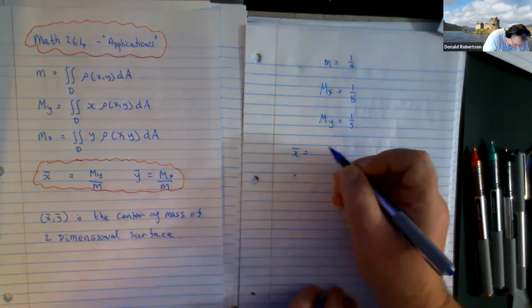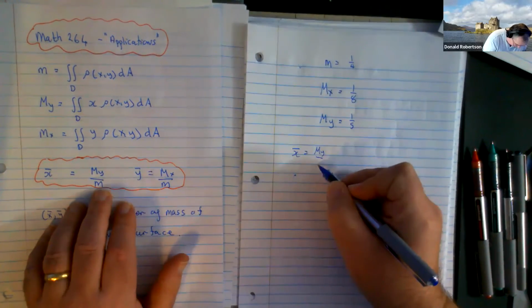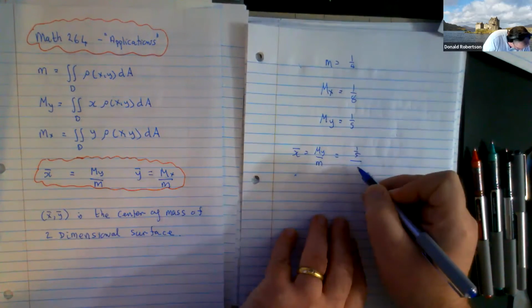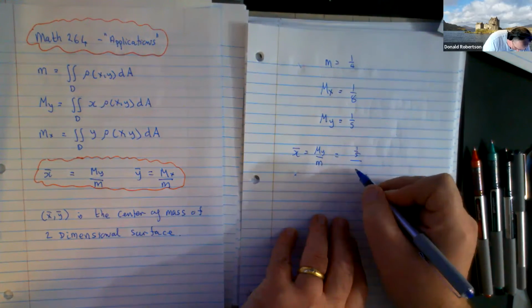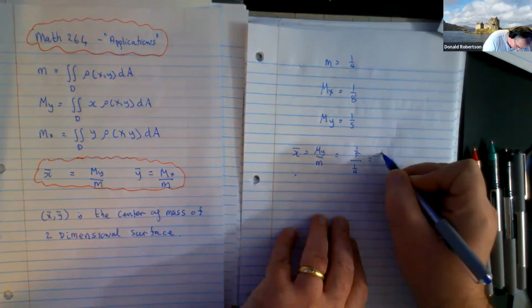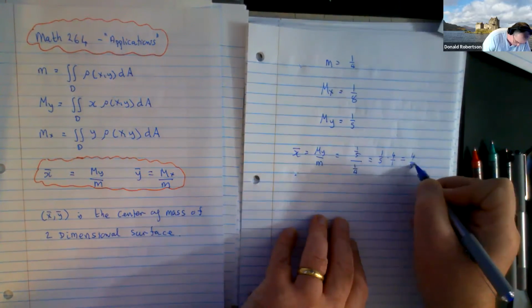X bar is going to be the moments around the y divided by the mass. It's going to be 1/5 divided by 1/4, which ends up being 1/5 times 4. So it ends up being 4/5.